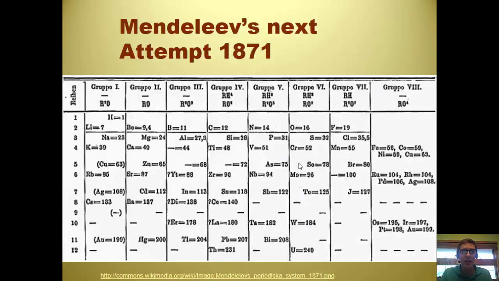He had a second attempt in 1871. This worked a little bit better. He had their reactivities with oxygen or with hydrogen, which actually is part of how they're organized now. Again, they are arranged in nice columns.